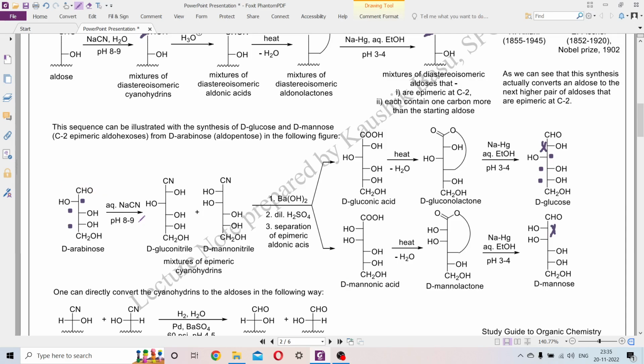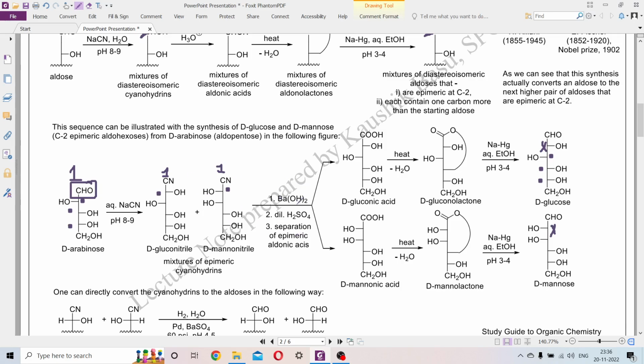If you treat this with aqueous sodium cyanide, then cyanohydrin formation takes place. This CHO again has two diastereotopic faces. Cyanide can add from one side and from the other side, but in unequal amounts, and it will eventually lead to a mixture of epimeric cyanohydrins, which are epimeric at the C2 position. That C2 was actually the C1 of arabinose, and the C1 of the cyanohydrins was supplied by the cyanide group.